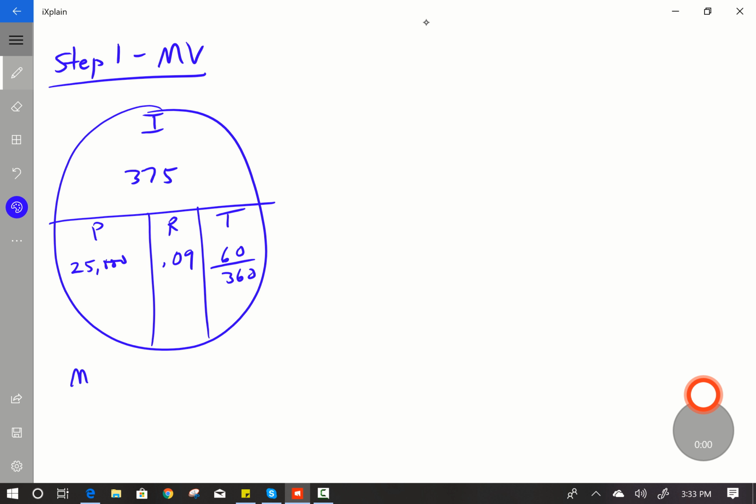The maturity value is equal to the principal plus your interest. So the maturity value is 25,000 plus 375 to give you $25,375.